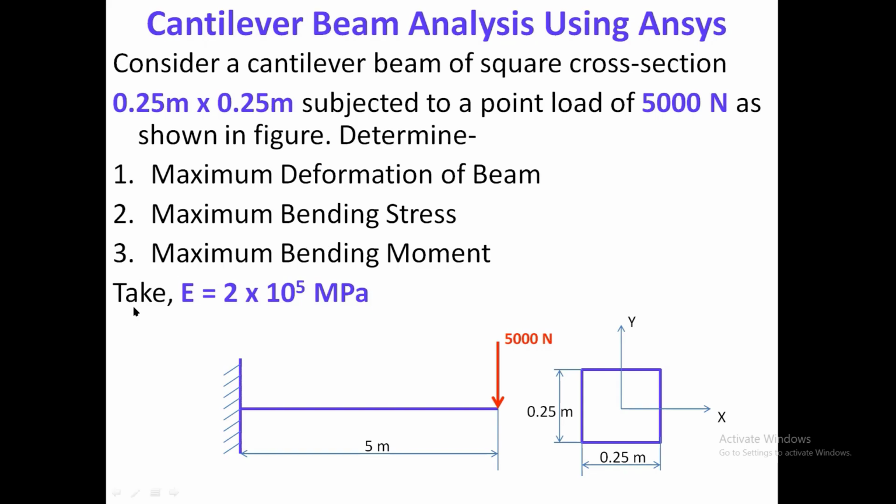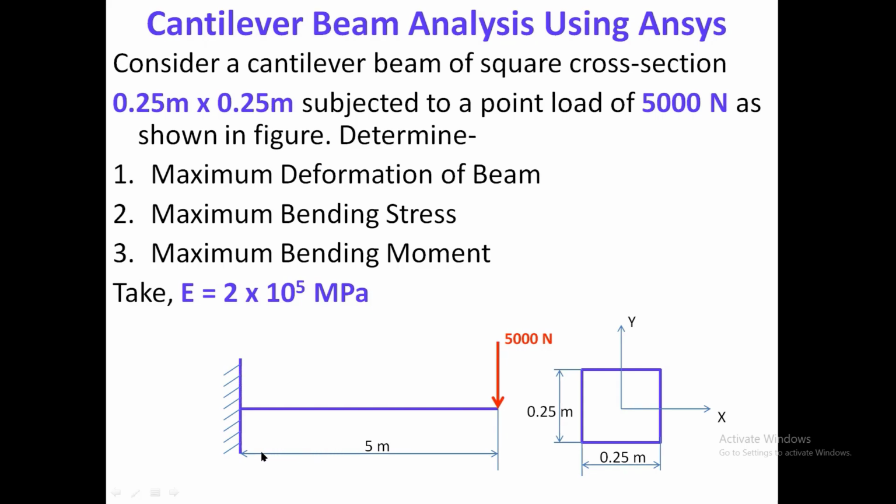Take the modulus of elasticity of the material as 2 into 10 to the power 5 megapascal. Now you can see the system which is given in this problem statement in this figure. The beam is supported at one end and the force of 5000 Newton is acting at the other end.